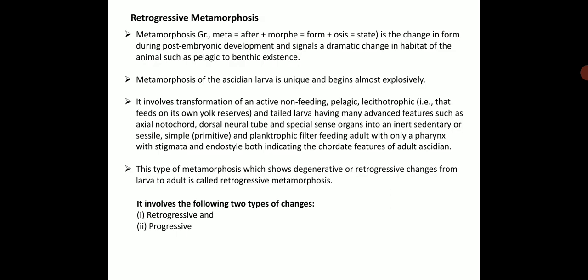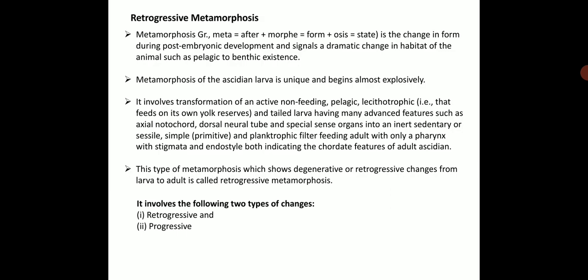That means, during the larval stages, what are all the important characters? For example, the notochord, nerve cord and the gill slits, which are present in the larval stages, have degenerated in the case of the adults. This type of metamorphosis, which shows degenerative or retrogressive changes from larva to adult, is called retrogressive metamorphosis.